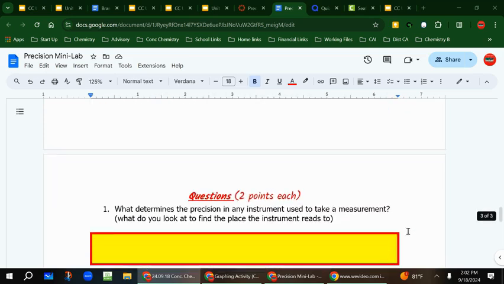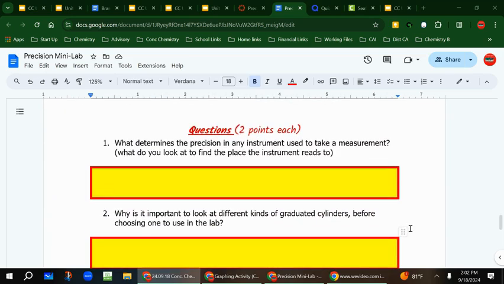Now, again, a few people did the top part of the lab, didn't do the questions. I returned it to you. I did not grade it. I returned it to you. You need to answer these two questions and write your conclusion and then turn it in.